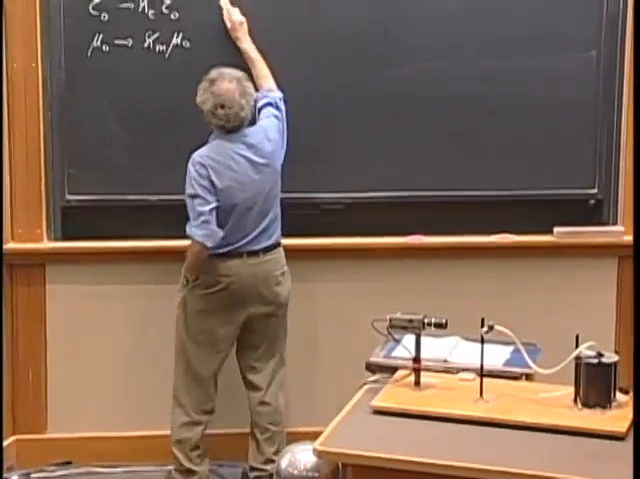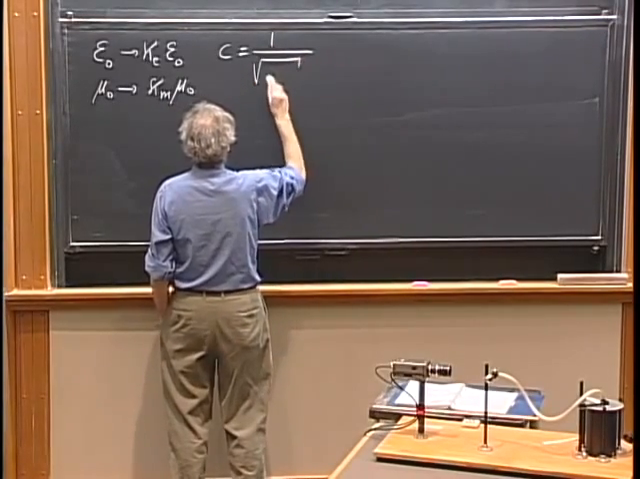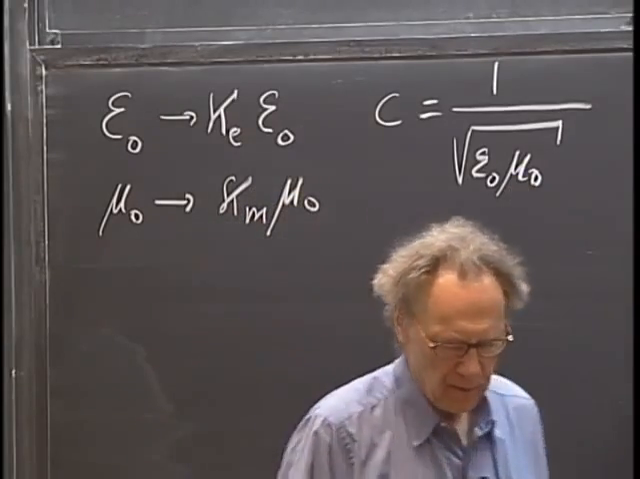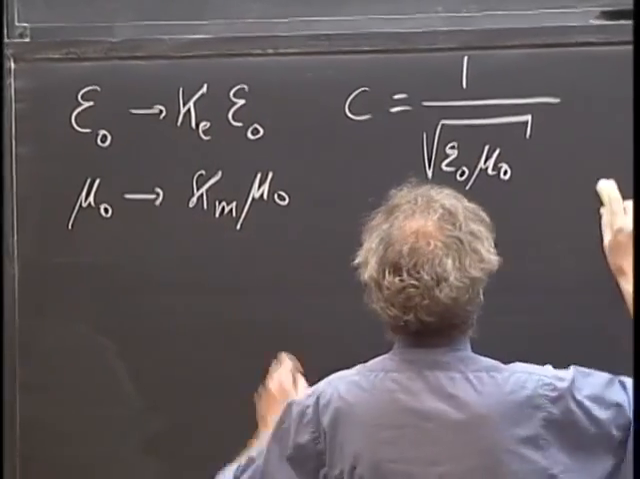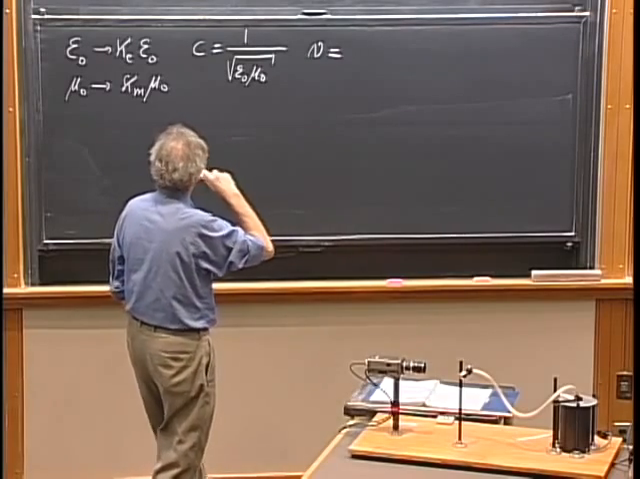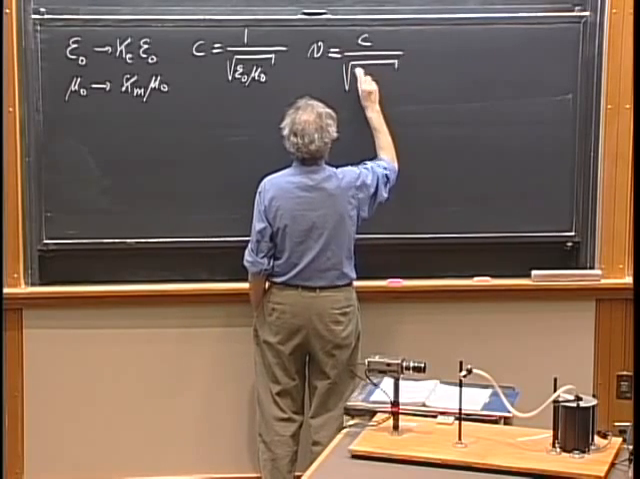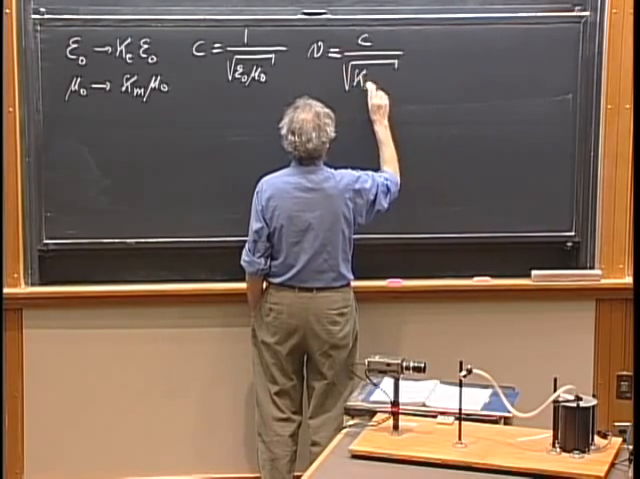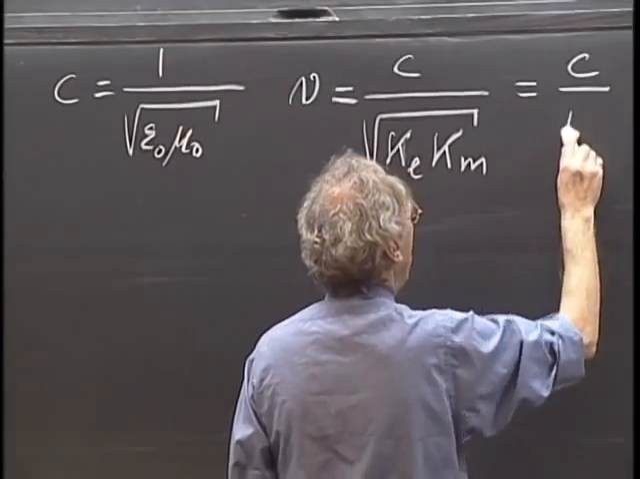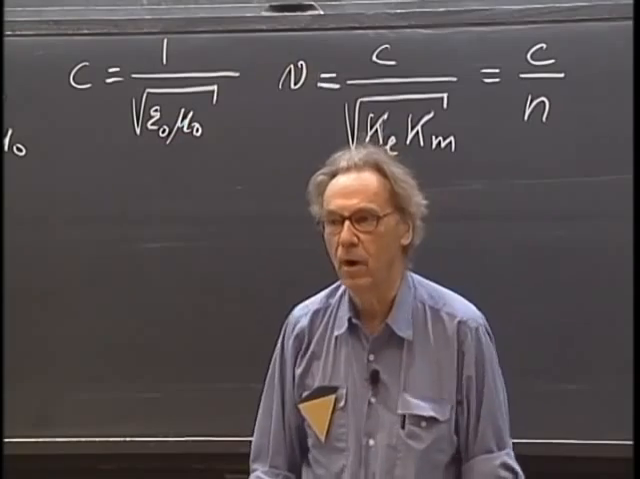So we know that the speed of light, of electromagnetic radiation in vacuum, was this. And so now that's going to change. We have to take this into account. So now we get V, which is now the speed of electromagnetic radiation, which is now C divided by the square root of kappa E times kappa M. And that is also C divided by N, N as in Nancy, and N is called the index of refraction of the dielectric.